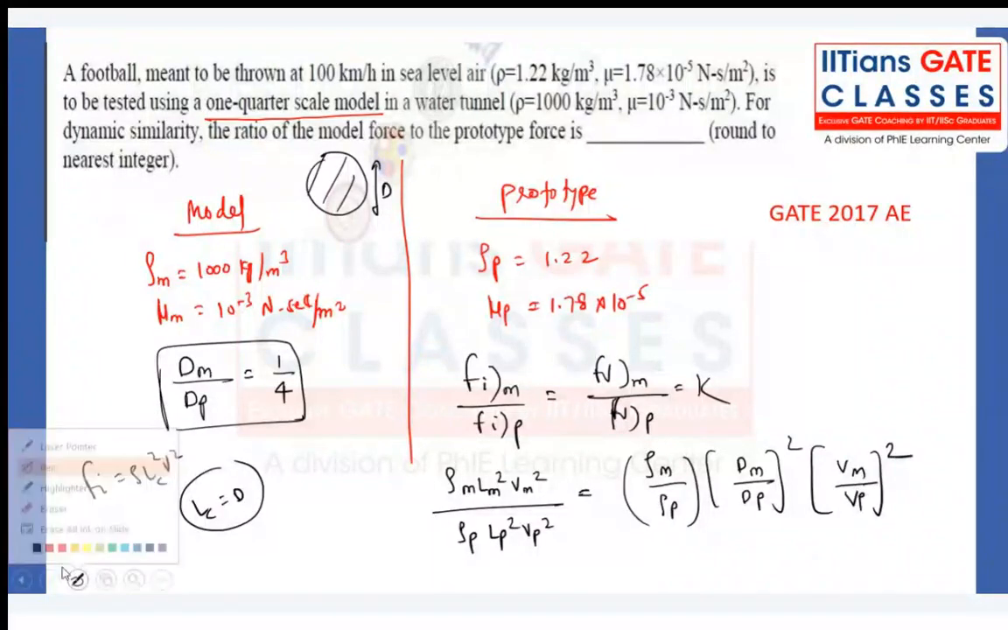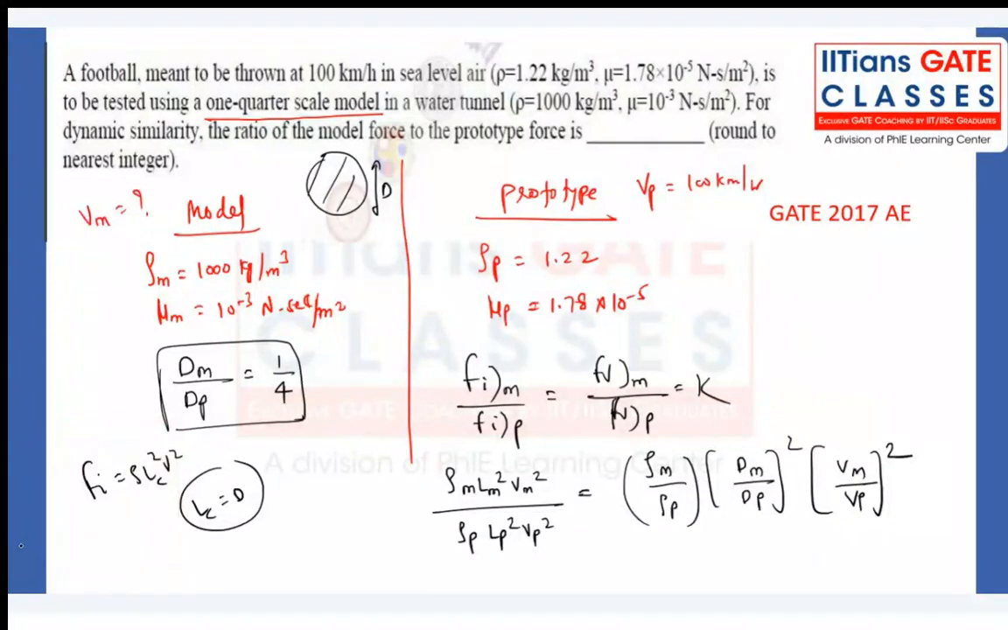But the good question coming over here is that we know only Vp, that is 100 km per hour. We don't know Vm. How to calculate Vm? That can be calculated by equating the Reynolds number for the model to the Reynolds number of the prototype. This will always be valid as long as you have inertia force and viscous force, those two being the dominating forces.